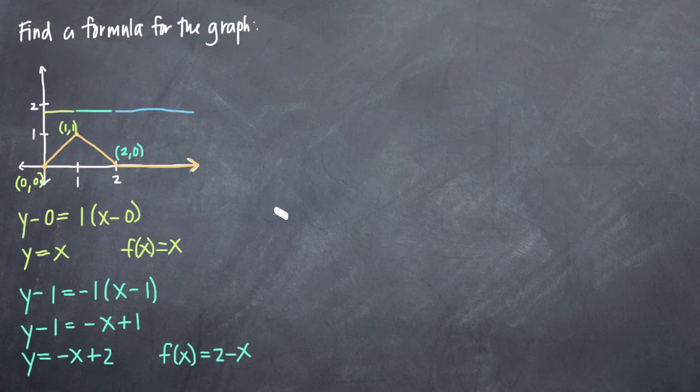Now all we need is the equation for our third section, and that's actually the easiest part because we can see that it's just the horizontal line y equals 0, so we can say that that function is y equals 0, or f of x equals 0.